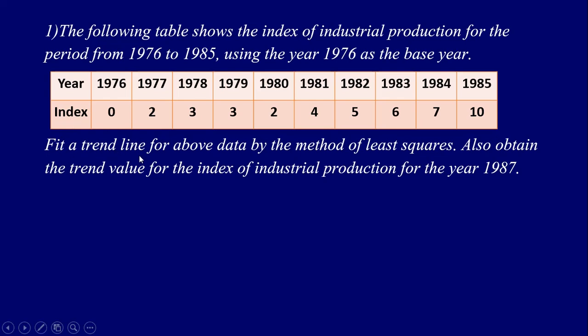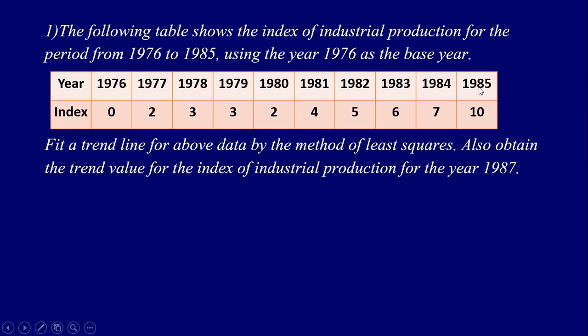Fit a trend line for the above data by the method of least squares. Also obtain the trend value for the index of industrial production for the year 1987. So data up to 1985 is given, and using the trend equation we have to estimate the index of industrial production for the year 1987. First we find the equation of the trend line. The first thing to observe is the number of observations, 1, 2, 3, 4, 5, up to 10.